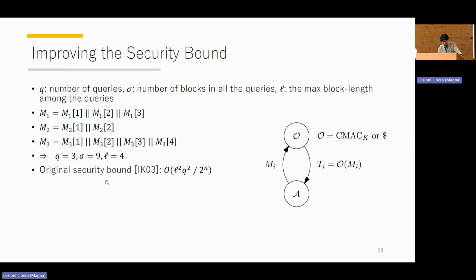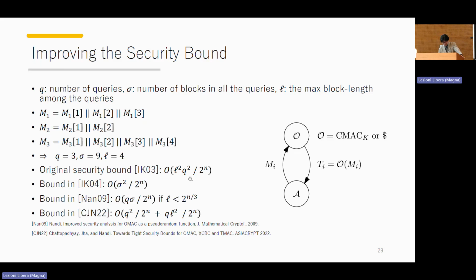And the very first security bound was like this. This was slightly improved next year to sigma squared, and this is usually smaller than this value. One of the sigma here is replaced by Q, so this is usually smaller than this one. And the latest result shows this bound. So the bound has been improved over the years, and this is the best known result so far.